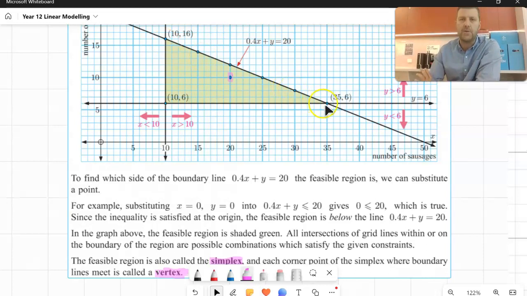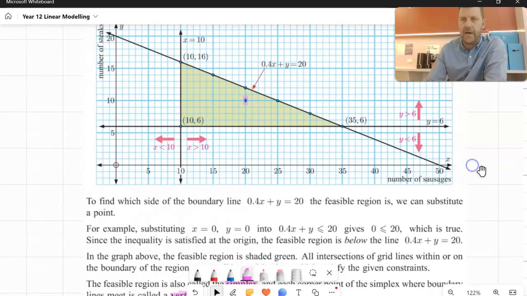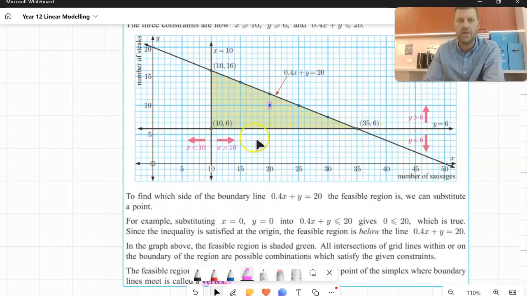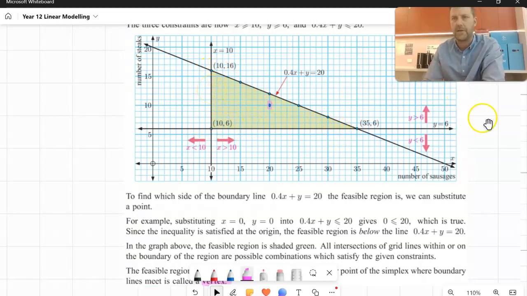And to be able to solve for what the values are at those vertices, we use simultaneous equations. And we've gone through in class already how to solve simultaneous equations using our graphics calculators. And there's a couple of ways we can do that, we know. All right. Anyway, vertices are the points where those boundary lines meet, and feasible regions, the green section here, could also be known as a simplex, okay?